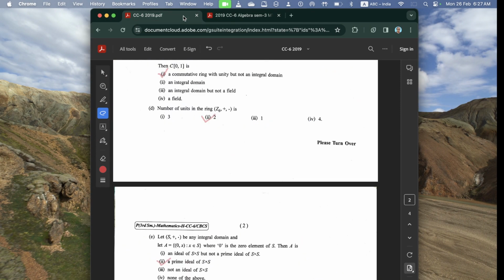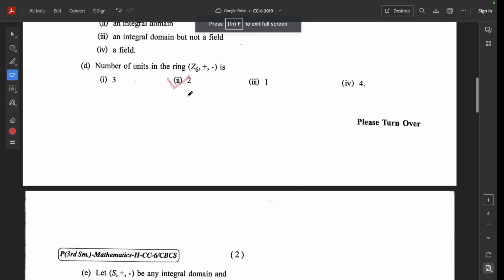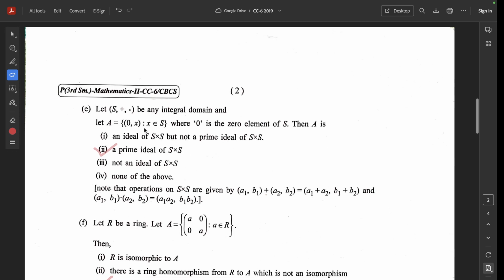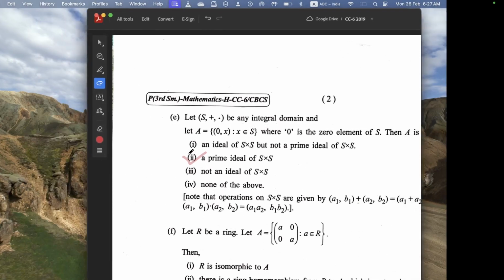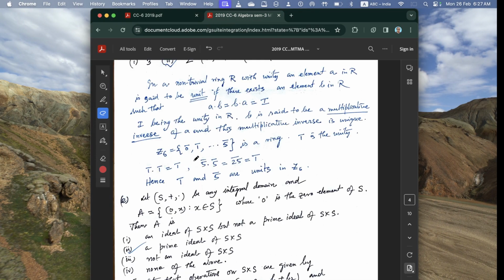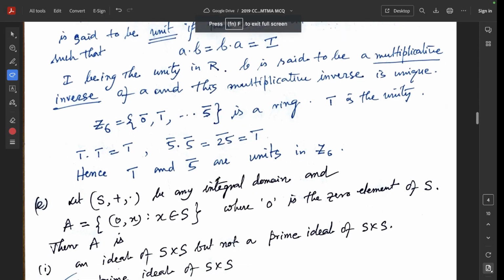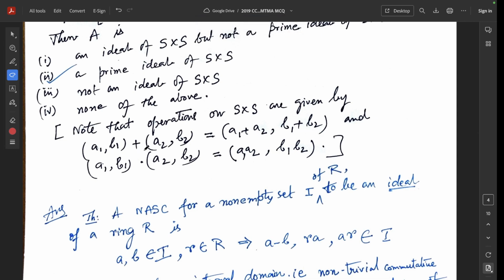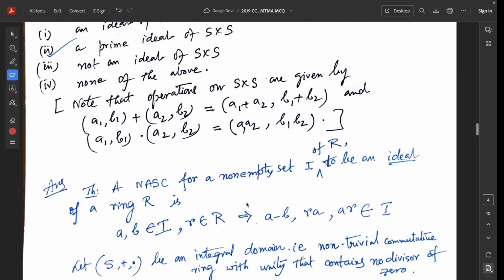Next question. Let S, plus, dot be an integral domain. Let A be the set of ordered pairs (0, x) such that x belongs to S, where 0 is the zero element of S. Then A, correct option is 2, a prime ideal of S cross S. Here the plus operation means this and the dot operation is this.